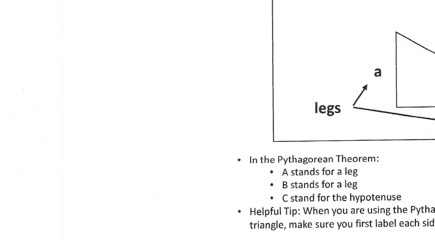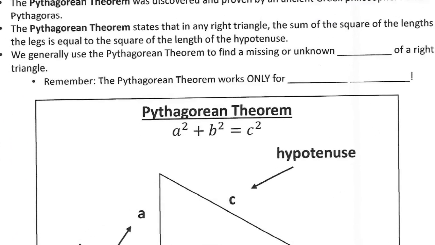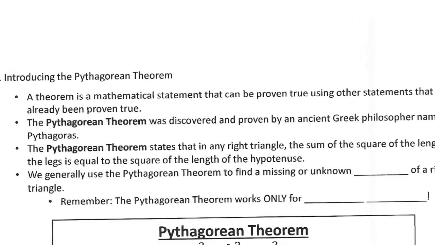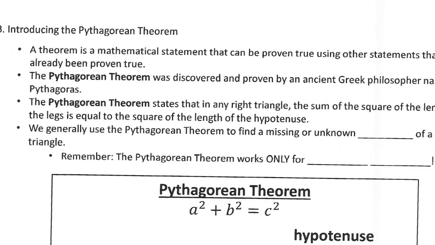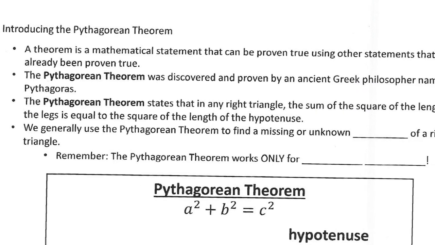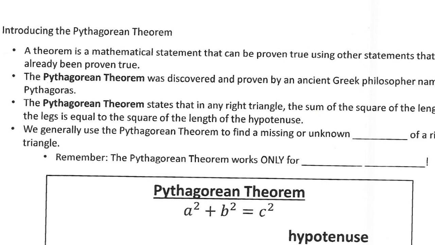So we reviewed some. Let's go to talking about the Pythagorean Theorem. Okay, let's go to the next page, this B1. A theorem is a mathematical statement that can be proven true using other statements that have already been proven true. If you ever go into a really high math class, you're going to prove that the Pythagorean theorem is a theorem and why it is.